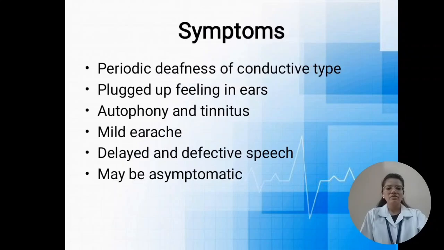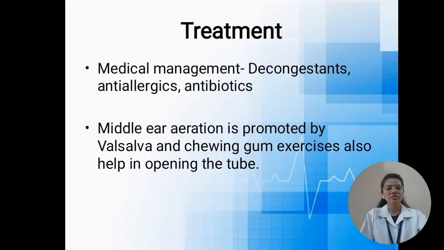Now, the symptoms are periodic deafness of conductive type, a plugged up feeling in the ear, autophony and tinnitus, mild earache, delayed and defective speech; it may be asymptomatic also. Now, the treatment for this is medical management: decongestants, we can give anti-allergics and antibiotics. Middle ear aeration is promoted by Valsalva, and chewing gum exercise also helps in opening the eustachian tube.